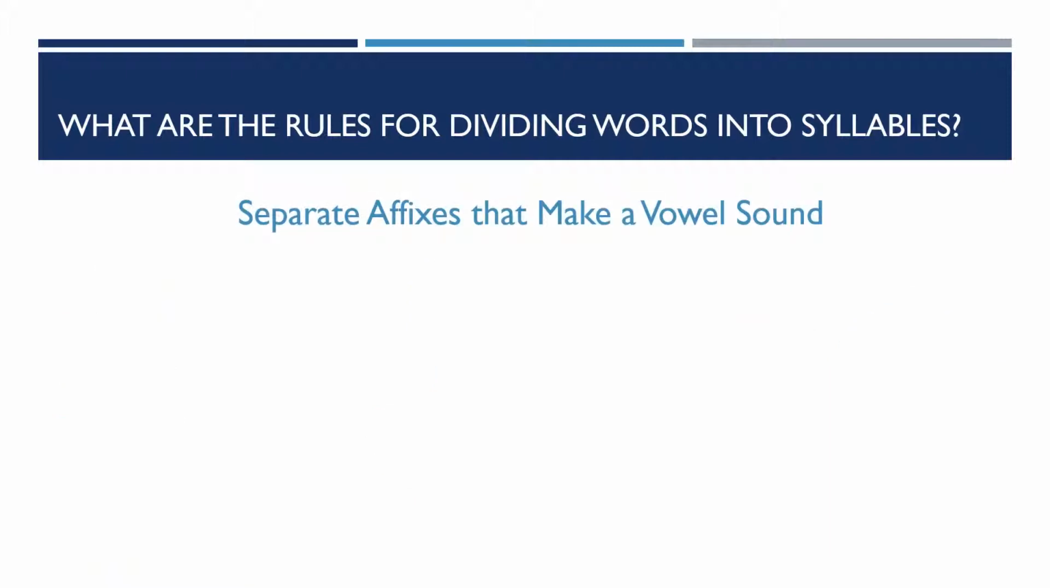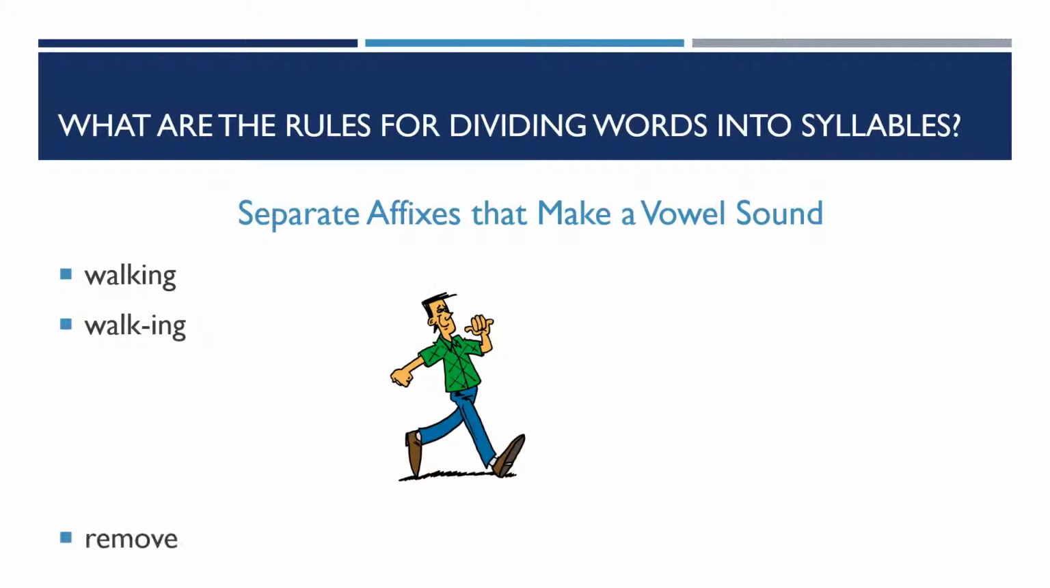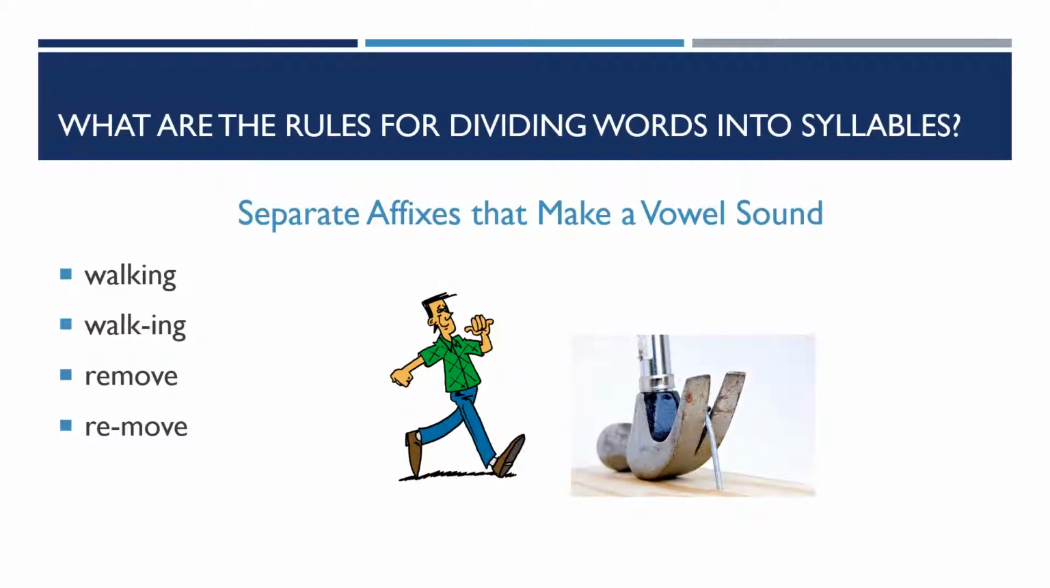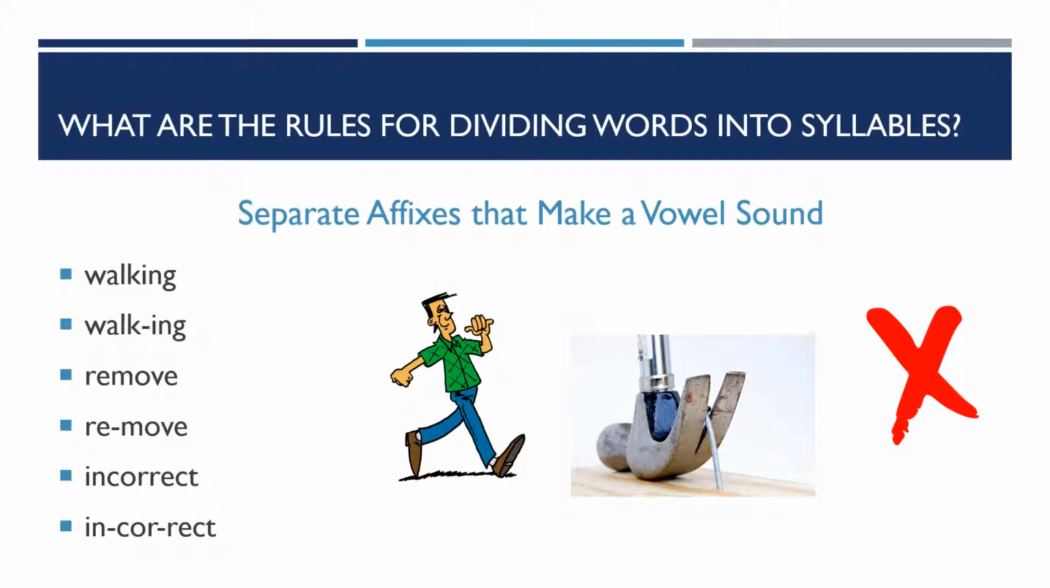The last rule is to separate affixes that make a vowel sound. So walking will be divided into walk-ing. In the word remove, we will divide after the prefix re. So we have re-move. And in the word incorrect, we will divide after the prefix in, and then the word correct has two syllables. So there are three syllables in the word incorrect.